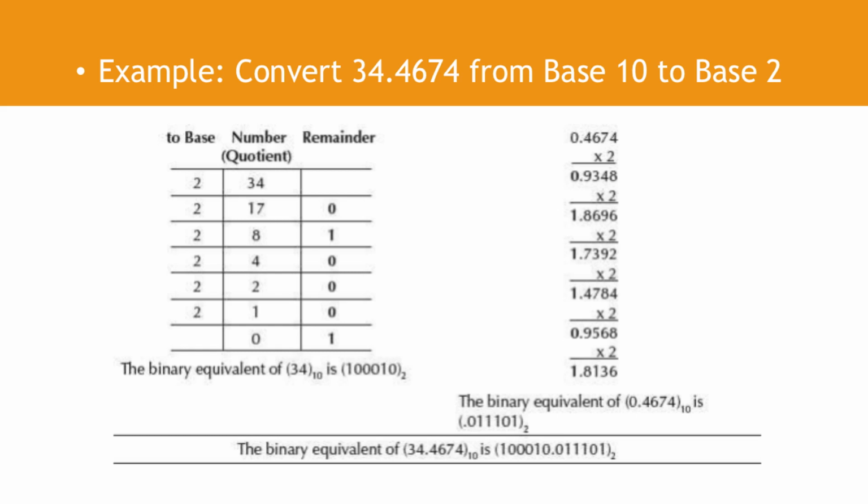Now remember, the number 3 in base 2 is 1, remainder 1. So next, the value will now be 1.7392. We multiply it by 2, we'll have 1.4784. The same thing, 2 times 1.7, we'll have again 3 point something. So the number 3 in base 2 is 1, 1. We just concentrate on the number 1.